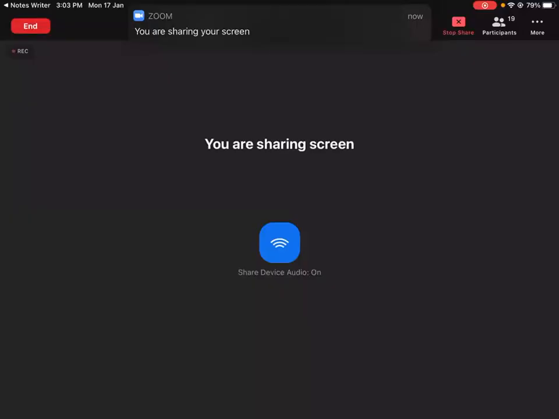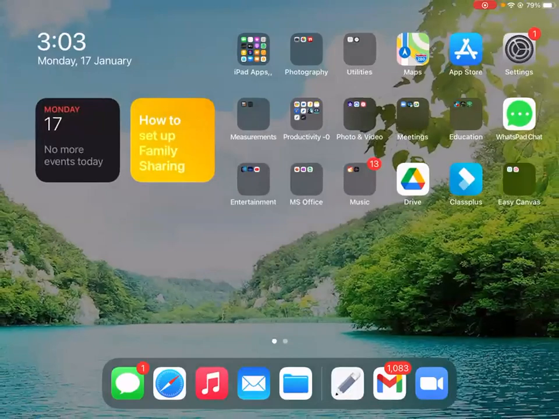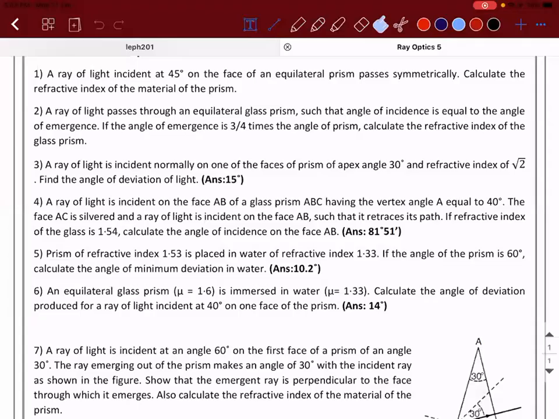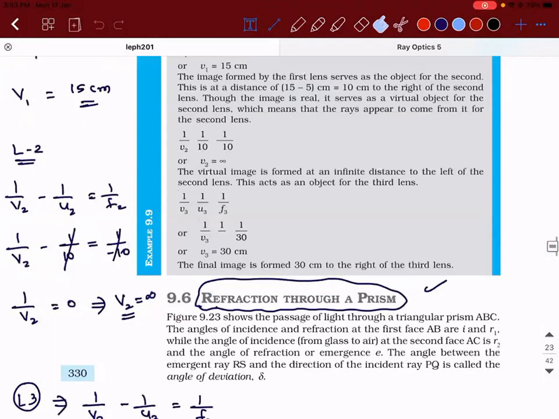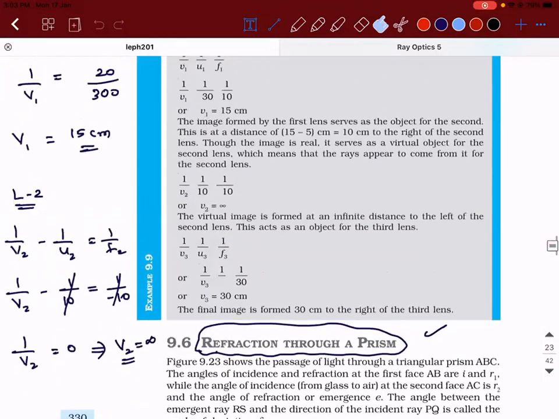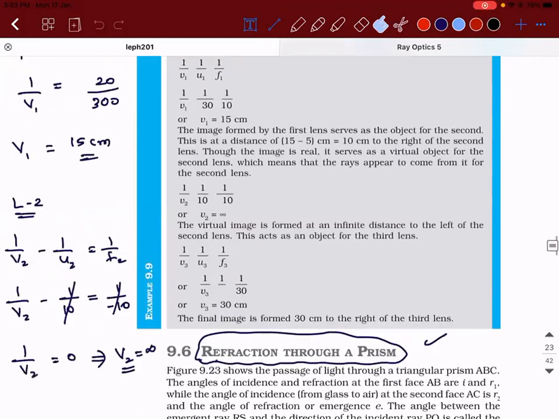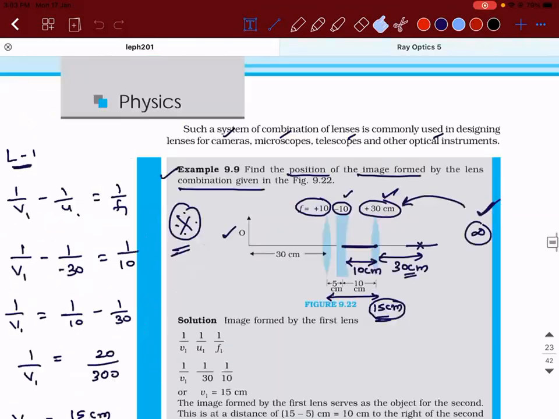So we'll get started. Can someone tell me what was the last topic we were dealing with? I remember doing this as the last problem, if I'm not wrong. Correct? This 9.9 was the last problem that we did, right?